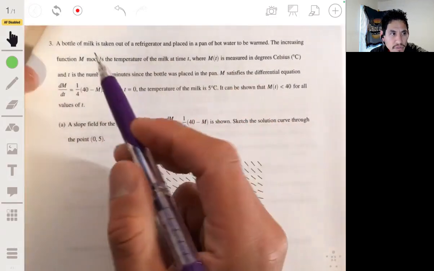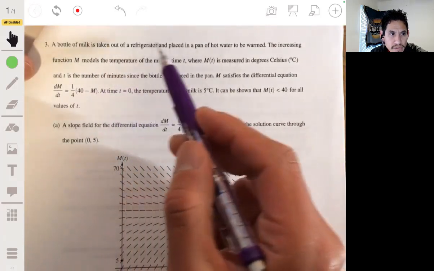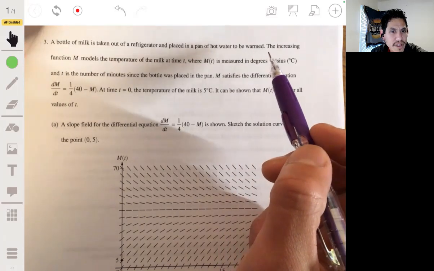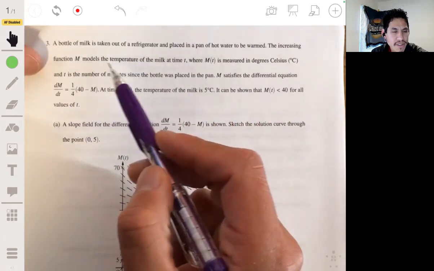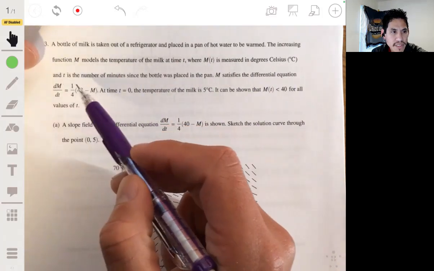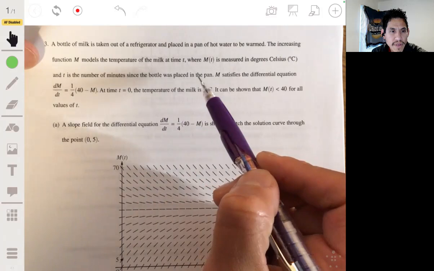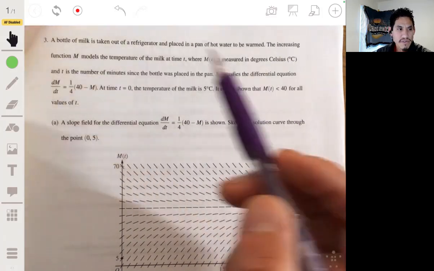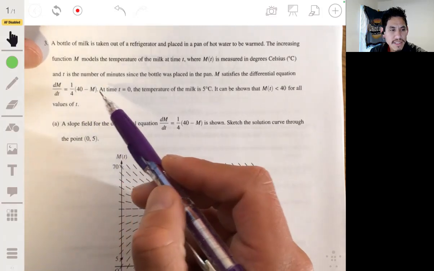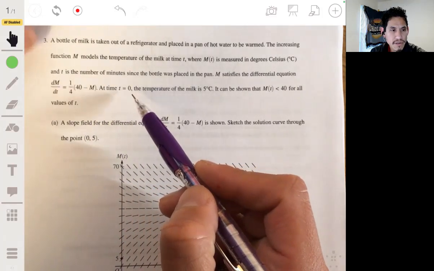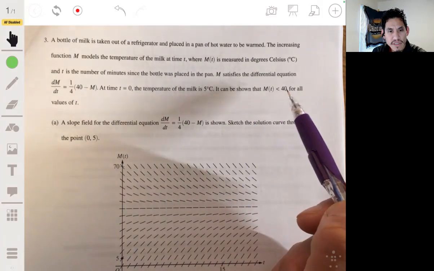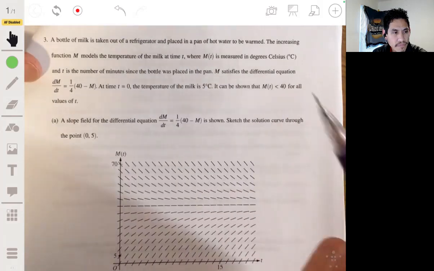So here we go. Here we have a bottle of milk. It's taken out of a refrigerator and placed in a pan of hot water to be warmed. Interesting. All right, the increasing function M models the temperature of the milk at time t, where M of t is measured in degrees Celsius, and t is the number of minutes since the bottle was placed in the pan. M satisfies the differential equation dM/dt equals 1/4 times (40 minus M). At time t equals 0, the temperature of the milk is 5 degrees Celsius. It can be shown that M of t is less than 40 for all values of t.